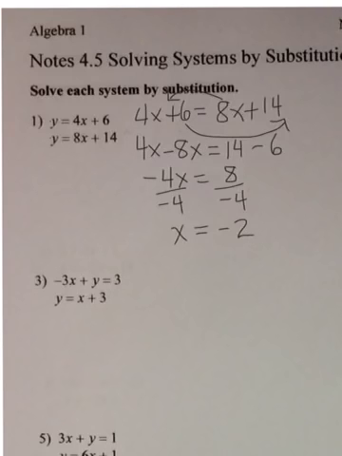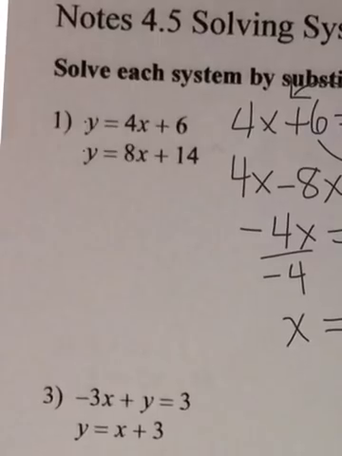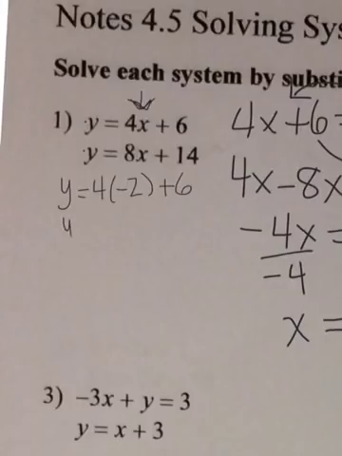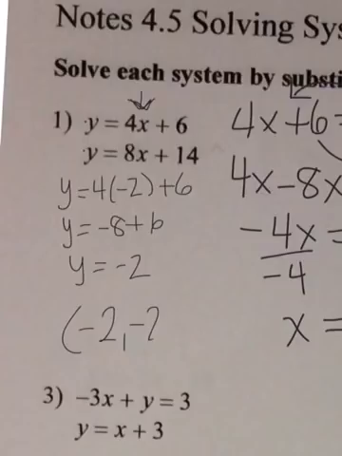Now here comes the tricky part. You have to plug it back in. Now you found out that x equals negative 2, so you can plug it in anywhere. Choose the smaller y equals, like this one has 4x. So I'm going to do y equals 4 times negative 2 plus 6. So this is what the substitution is. You found the x, now that you have the x, you plug it back into one of the equations. Y equals negative 8 plus 6. Y equals negative 2. So my solution is the x value, which is negative 2, and the y value, which is negative 2.